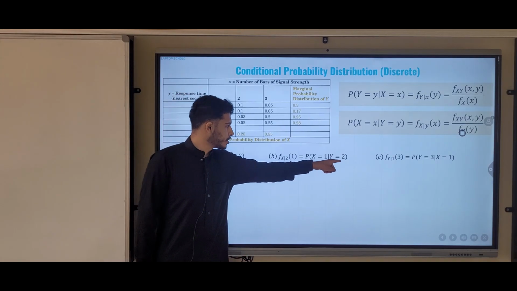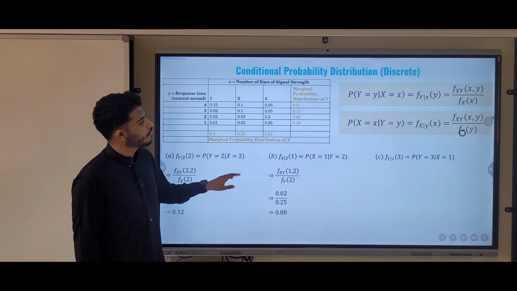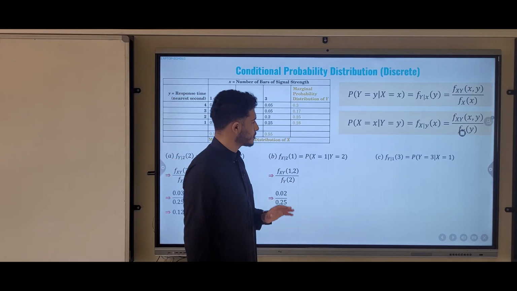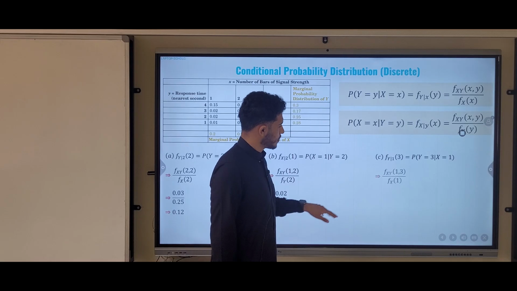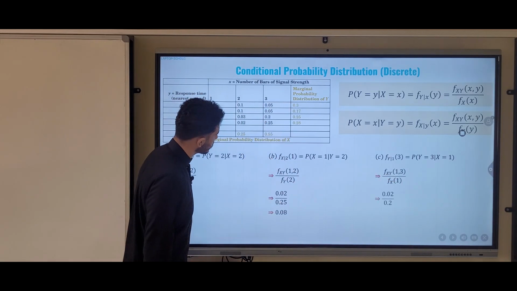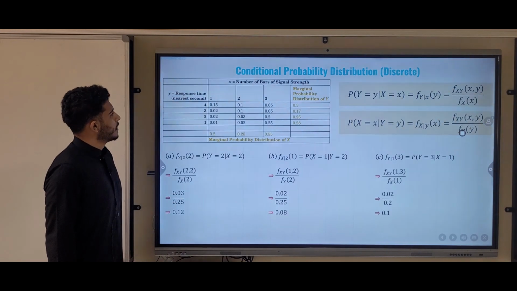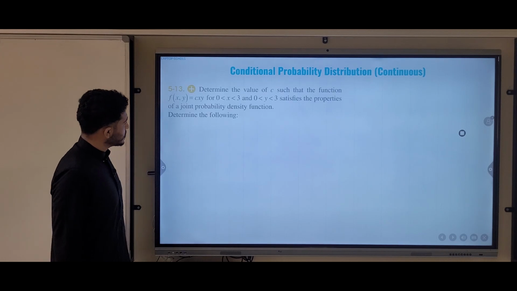divide it by the marginal of the given one, which is y in our case. So it's going to look something like this. For the last one, same exact boring procedure. So find the marginal, find the joint between them, divide by the marginal of the given one, and you should end up with the answer at the end of the day. Yep. Now let's solve the continuous case.